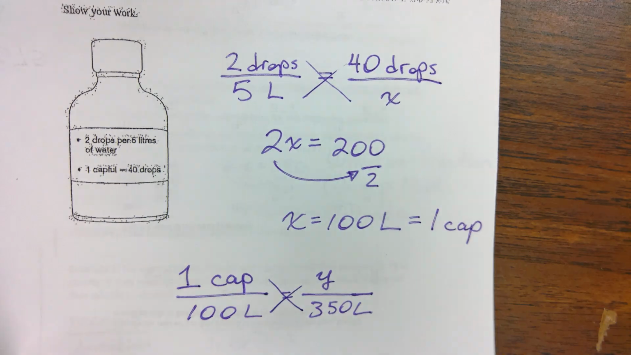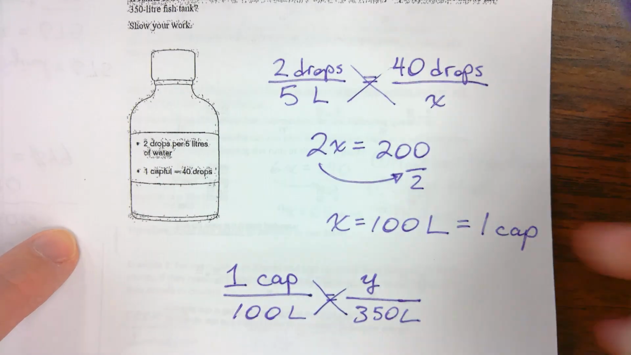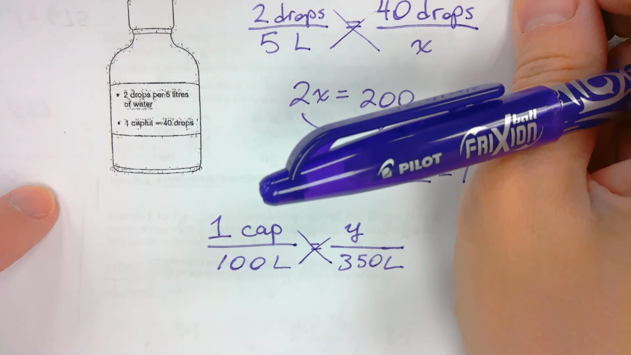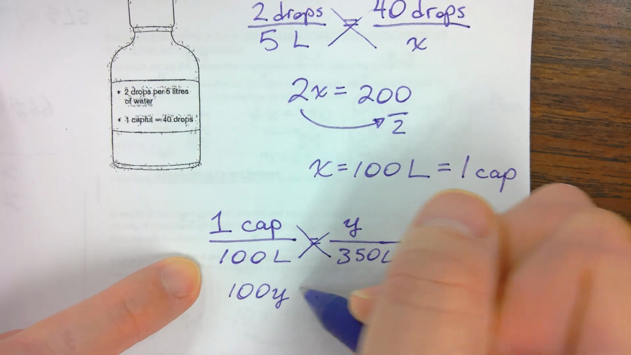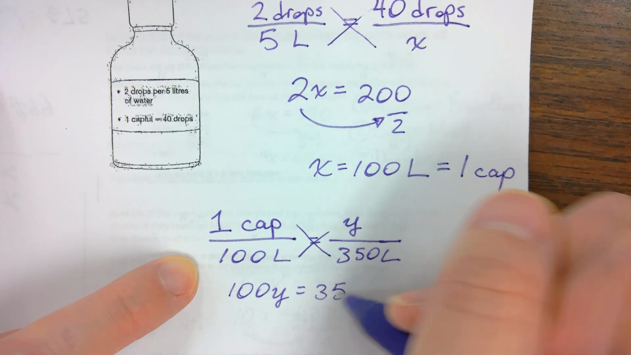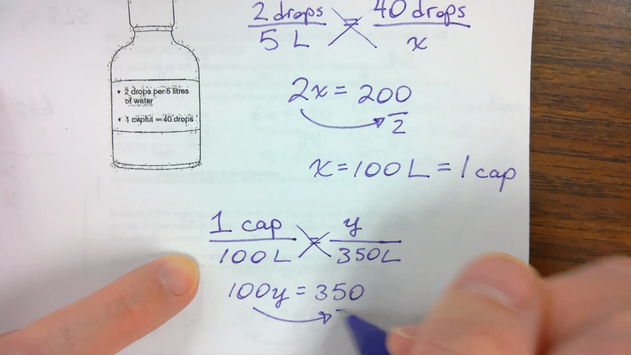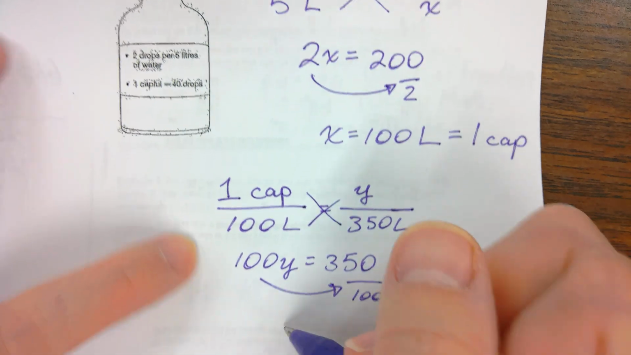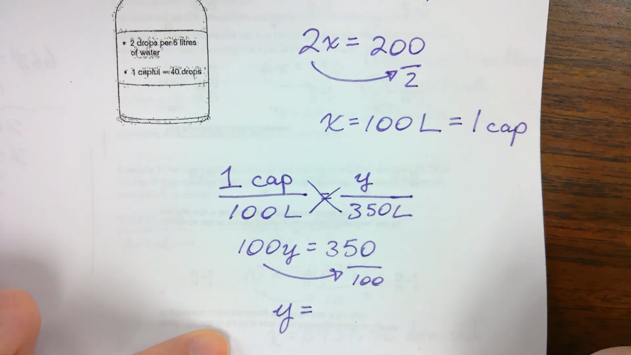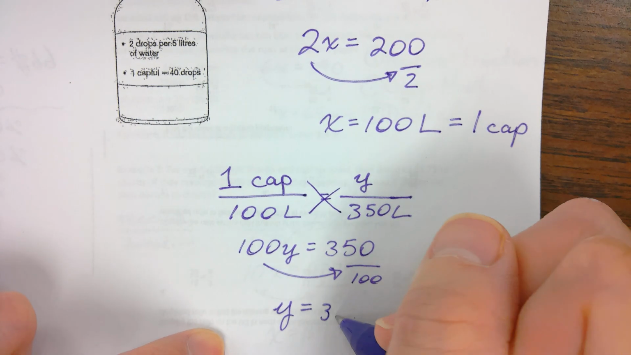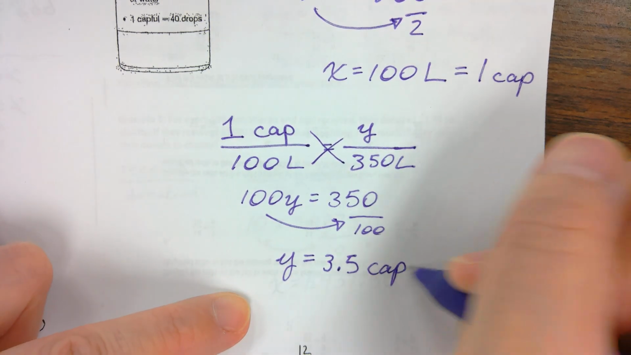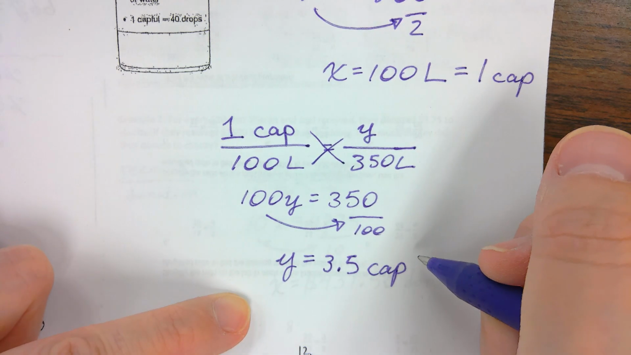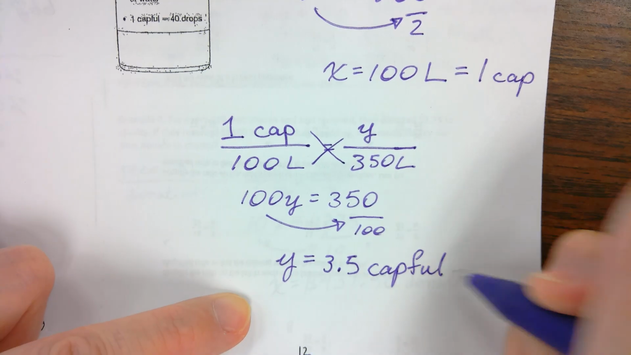Okay, cross multiply. Let me just zoom this out a little. Okay, cross multiply. So 100Y equals 1 times 350, which is 350. So when you divide it by 100, Y equals 3.5. Final answer? 3.5 capfuls. Capfuls, right. Okay, I don't need a therefore statement, but I do need the unit.